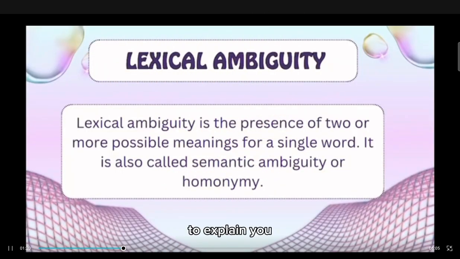Now, I'm going to explain to you about lexical ambiguity. Lexical ambiguity is the presence of two or more possible meanings for a single word. It is also called semantic ambiguity or homonymy. It means that a word in a sentence could carry many meanings according to the receptor's understanding and perception of what they heard.